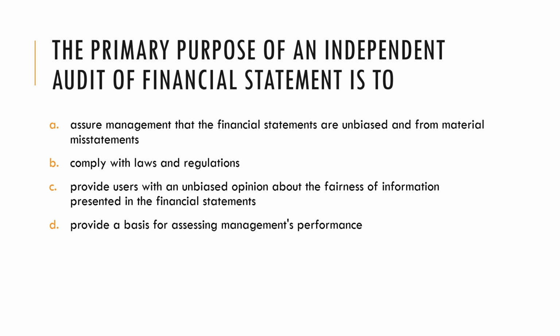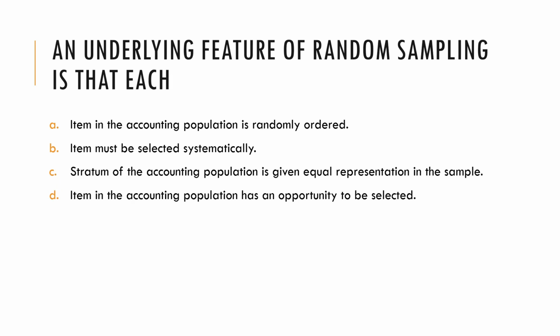So of course, we're talking about external FS audit here. The primary purpose is to provide users with an unbiased opinion. So the answer is letter C. An underlying feature of random sampling is that, which of these four statements do we associate better with random sampling?